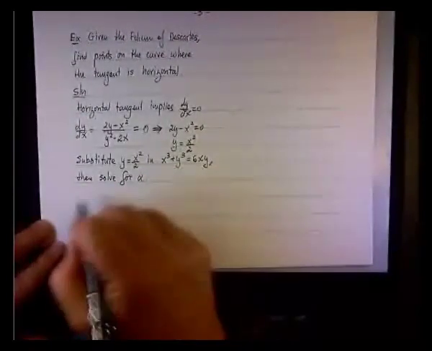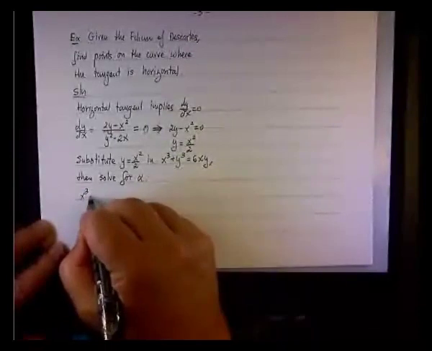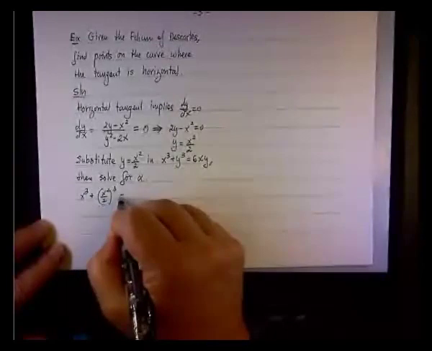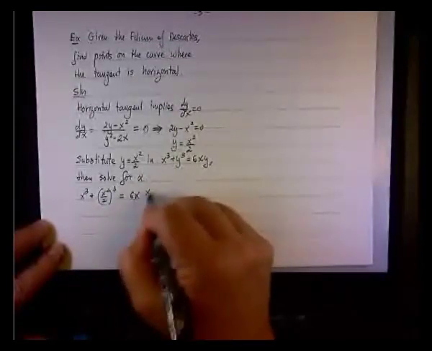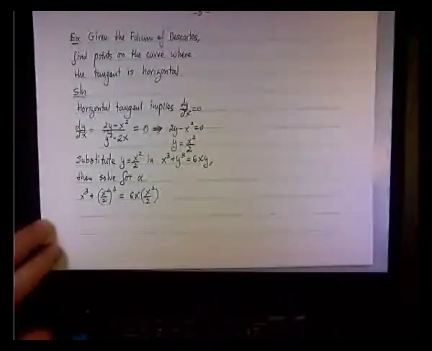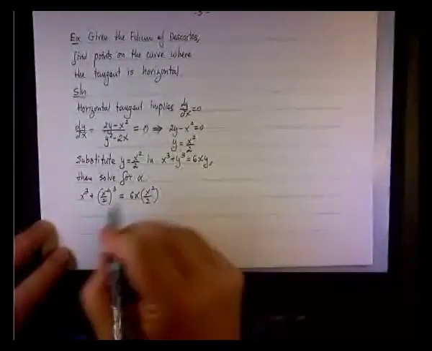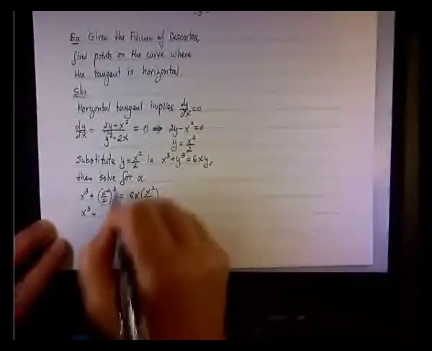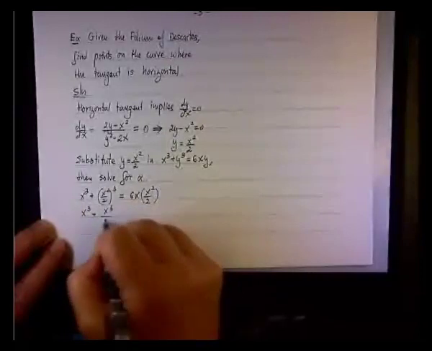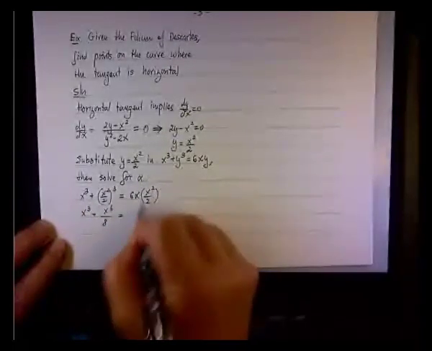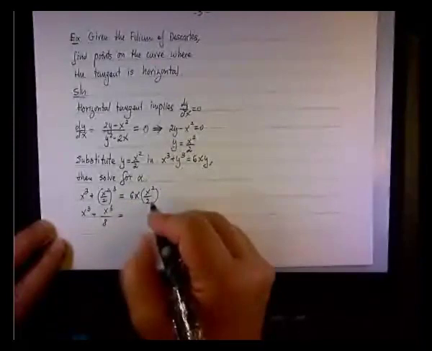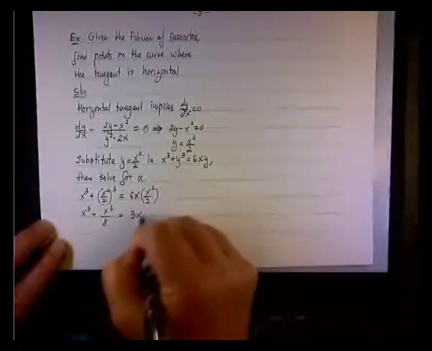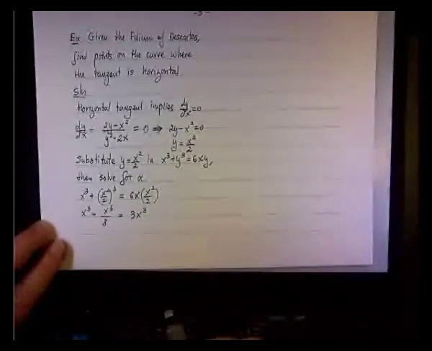So we go x cubed, and instead of y cubed we have x squared over 2, cubed, equal to 6x times x squared over 2 for y. All right, and we need to work this out. So we have x cubed plus x squared cubed, which is x to the 6, and 2 cubed is 8. And on the other side, we have 6 over 2, so we have 3x cubed.